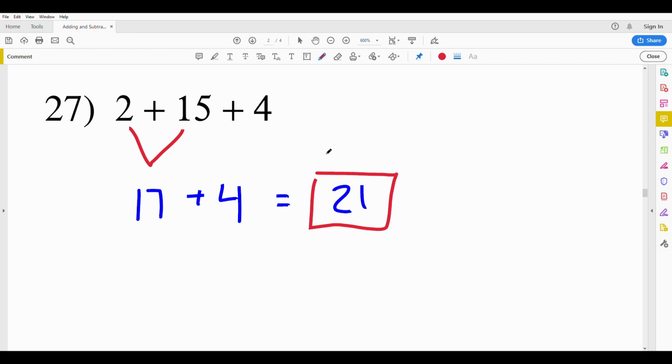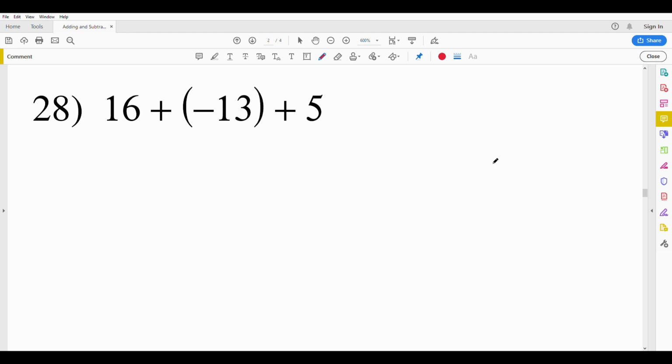And just to show you that we could have added 15 and 4 first, if we add 15 to 4, we get 19. So then we'd have 2 plus 19, which is also equivalent to 21. Or if we added 4 plus 2, that's going to be 6, and 6 plus 15 is also 21. Let's move on to number 28.